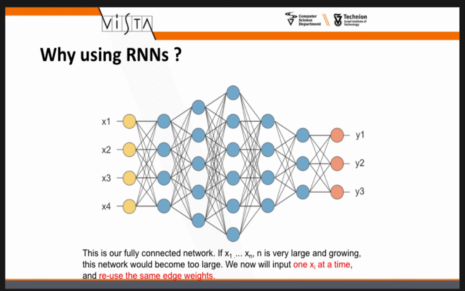So why use RNNs? Here is an example of a fully connected layer. We have 4 inputs and 3 outputs, and here we have some weights. This is a simple way, but when we expand the number of inputs, when we increase the number of inputs, what happens to my model?